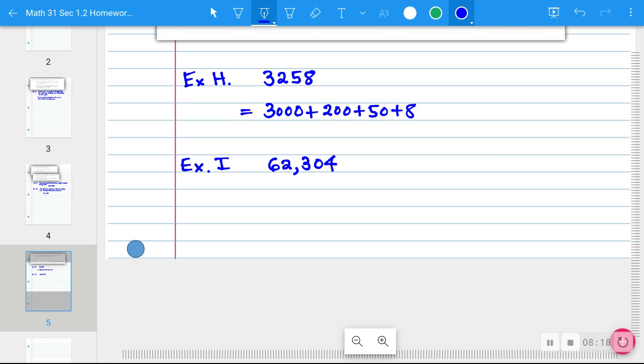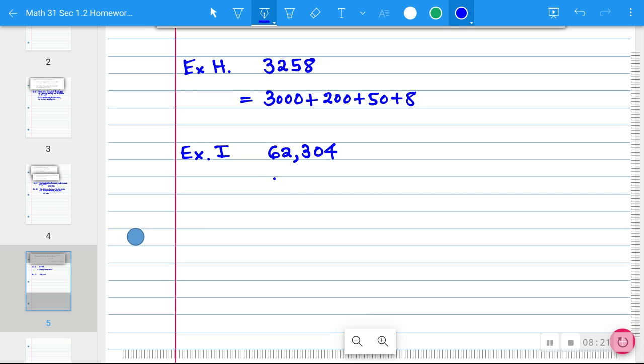We'll do the same with this one here. The 6 is in the 10,000 spot, so it's actually 60,000, plus the 2, which is in the thousands, plus the 3, which is in the hundreds. There are no 10s, but there are 4 ones also, so we'll just tack a plus 4 at the end.